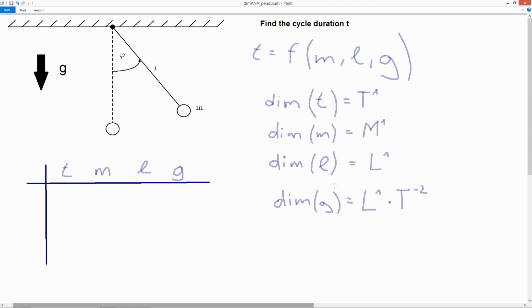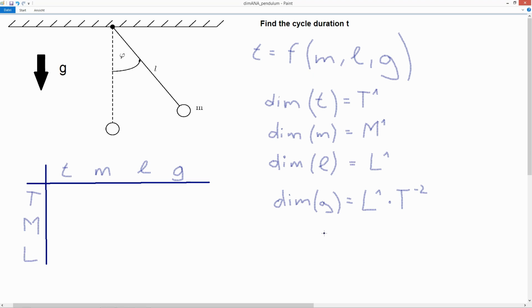On the left of the table here, we write the basic dimensions these quantities t, m, L, and g depend on. So we need capital T, capital M, and capital L, because the dimension of g only depends on L and T. So it's enough to consider capital T, M, and L.